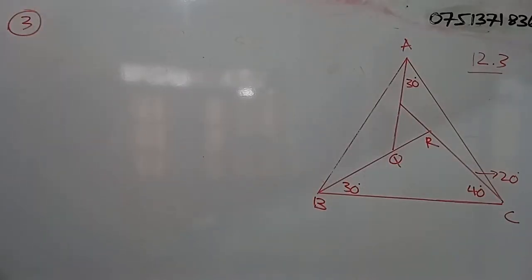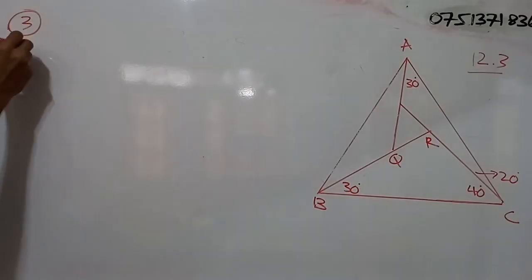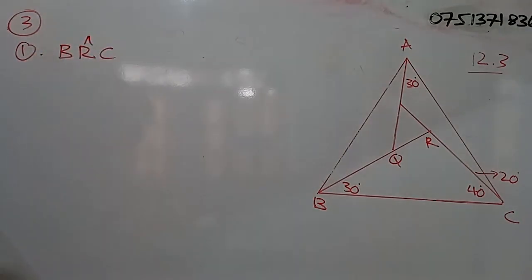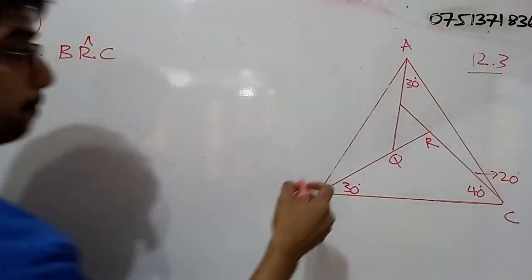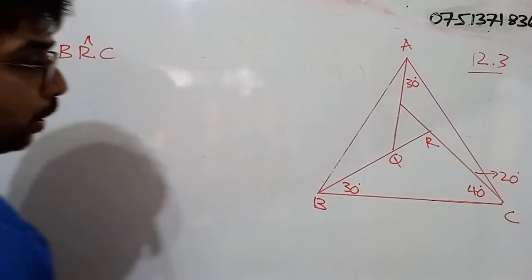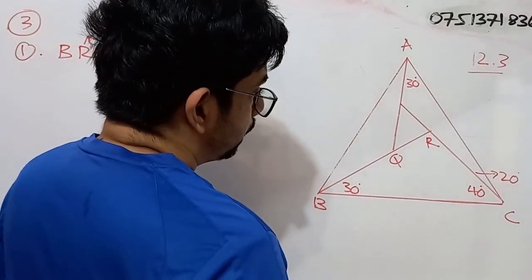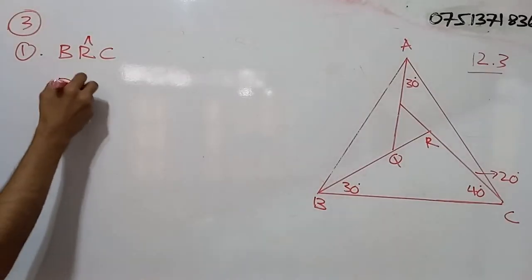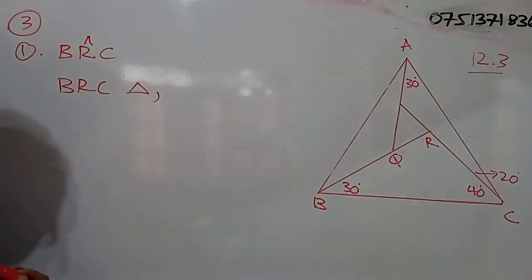Question number 3. Right? So we have been given a diagram. So under that we have several questions. According to the information marked on the figure, part 1, find BRC. BRC. Okay. BRC means this angle. Right? So, if we consider the triangle BRC, right?